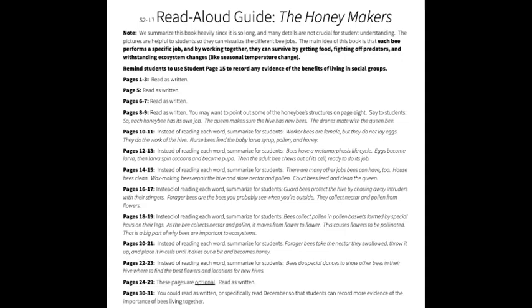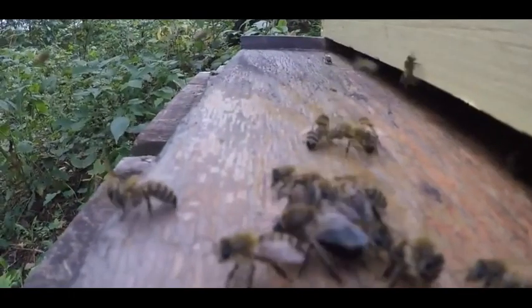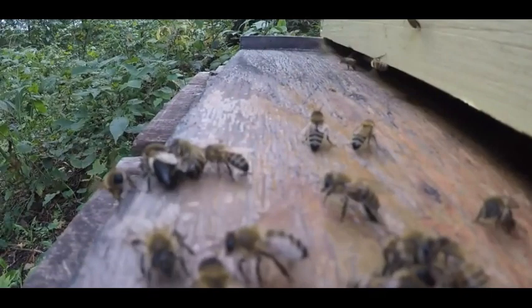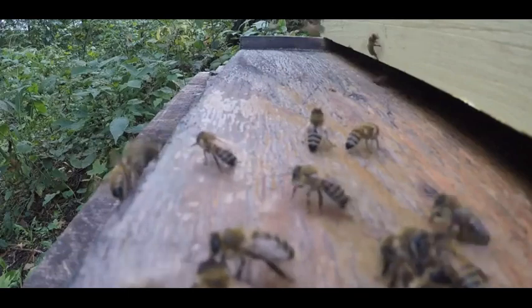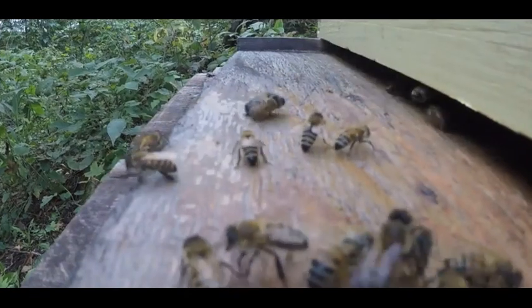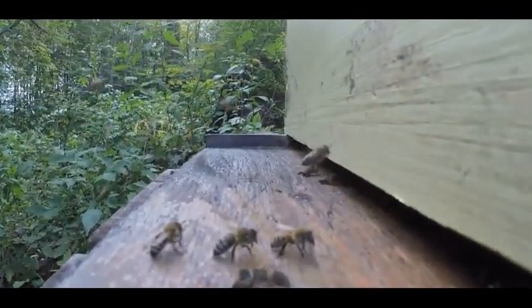After reading, students will use a think, pair, share strategy to discuss what may happen to bees that are kicked out of the colony. Prompt students to give reasoning for their opinion as they share. Then show students this video of drone bees. Include any evidence gathered from this example by adding it in their journal.